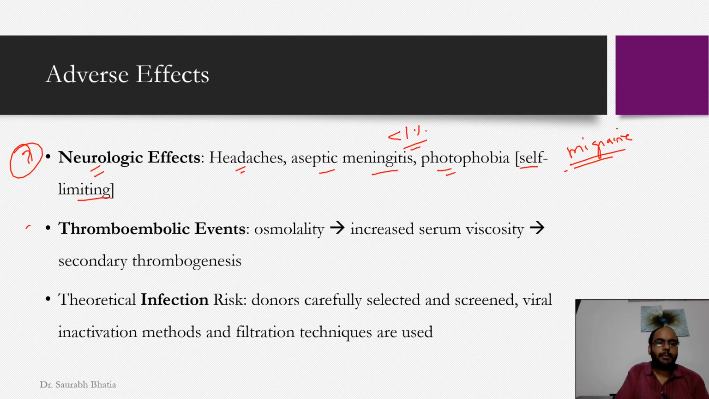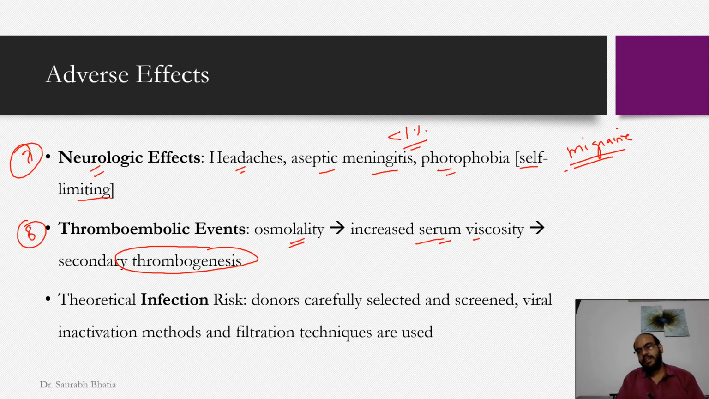Thromboembolic events. We have told you that it increases the chances of thrombosis. How? It increases the osmolality, increases serum viscosity, and you have secondary thrombogenesis. That is why IVIg should not be considered safe in patients who have increased risk of thrombosis or thrombus formation.